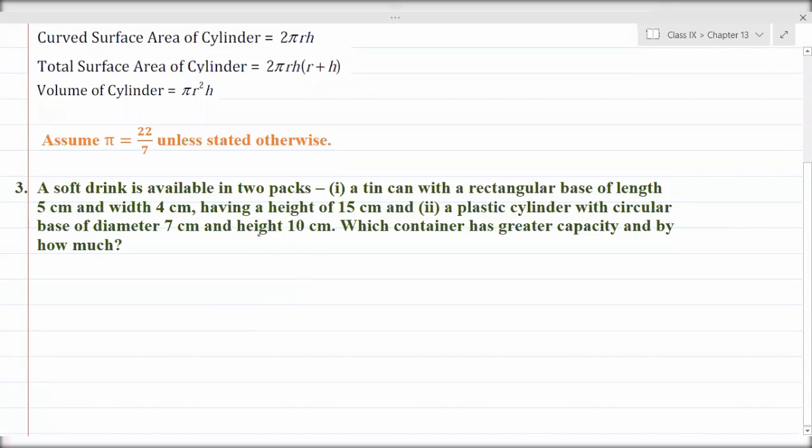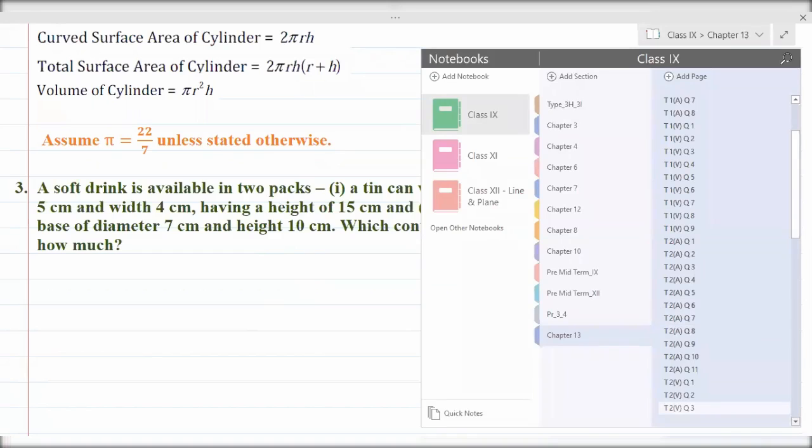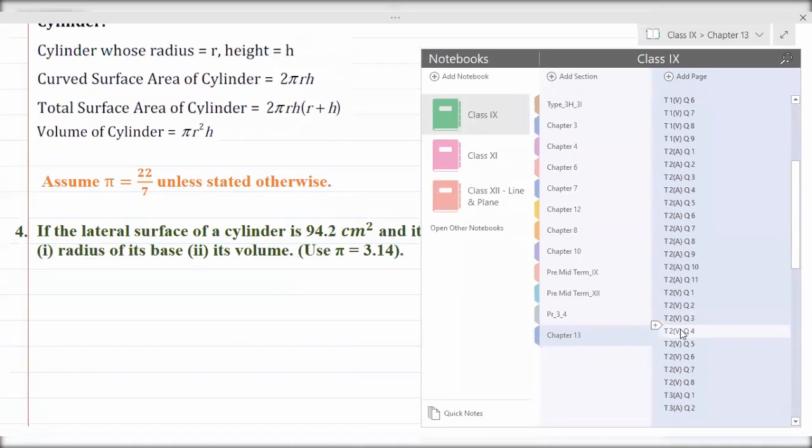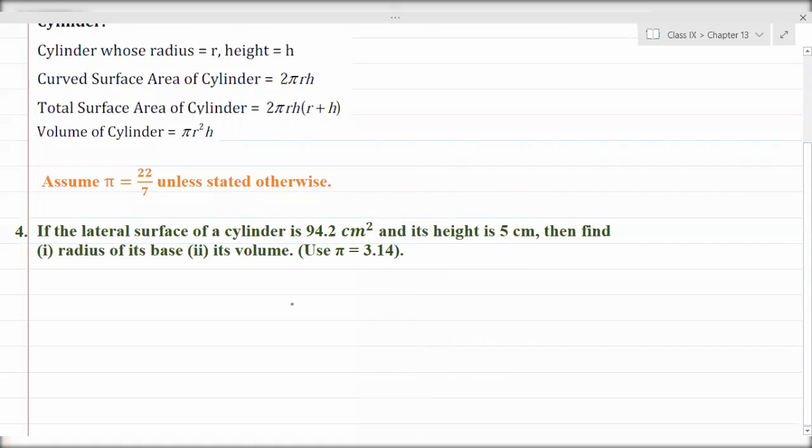This I am leaving. Similarly, we can check with another question, question number 4. So let us see the fourth question now. In the fourth question, see what is given to us. The lateral surface of a cylinder is 94.2 centimeter square. Lateral surface means curved surface. Remember, lateral surface and curved surface are the same thing. There is no difference. So if they talk about LSA, lateral surface area, or they say curved surface area, both are the same.